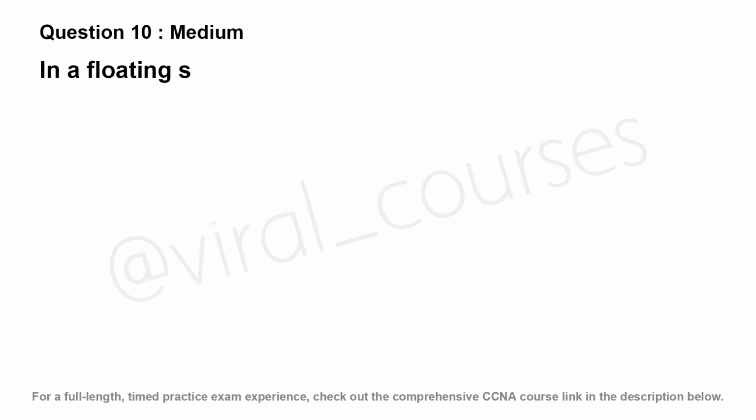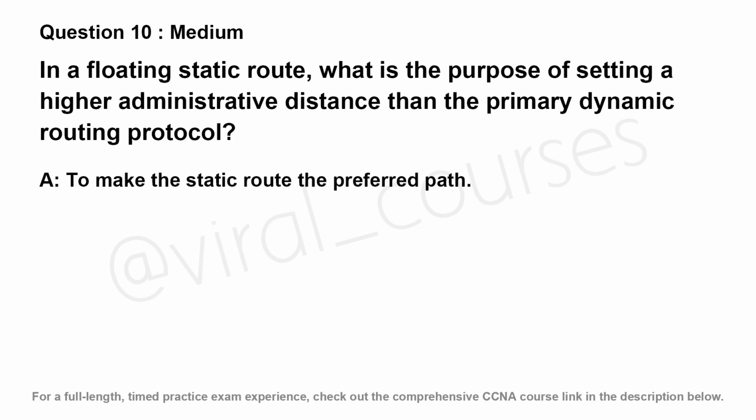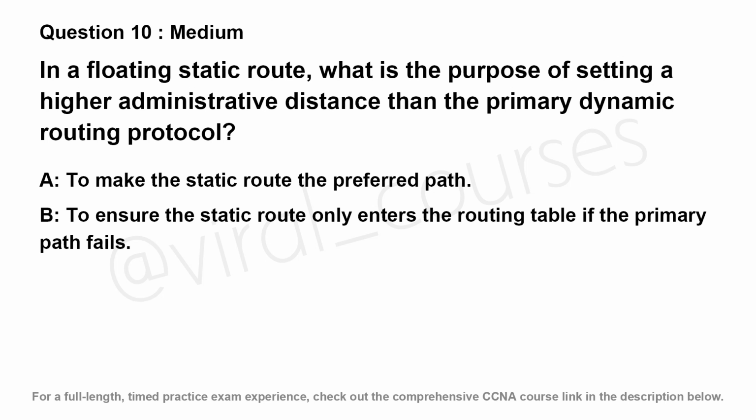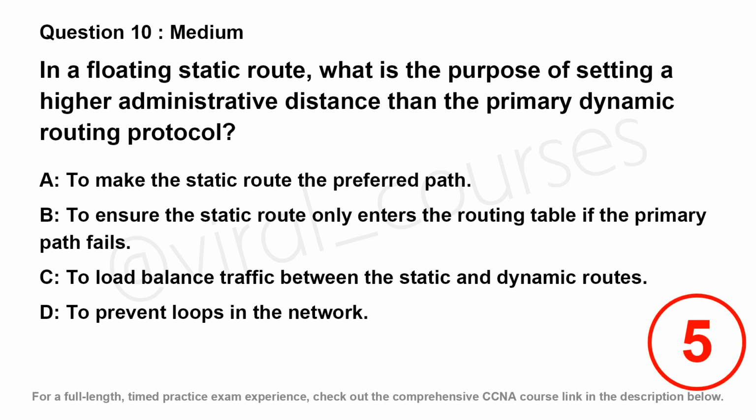In a floating static route, what is the purpose of setting a higher administrative distance than the primary dynamic routing protocol? Option A, to make the static route the preferred path. Option B, to ensure the static route only enters the routing table if the primary path fails. Option C, to load balance traffic between the static and dynamic routes. Option D, to prevent loops in the network.